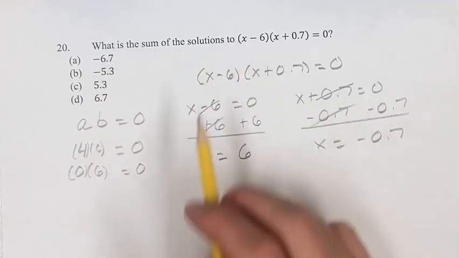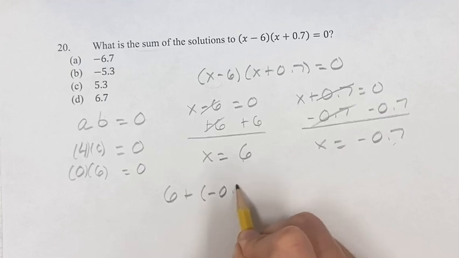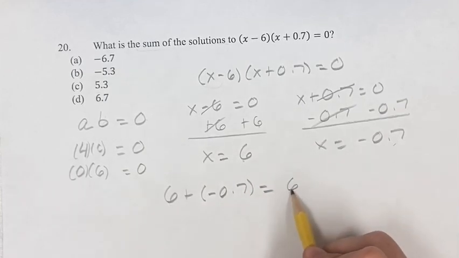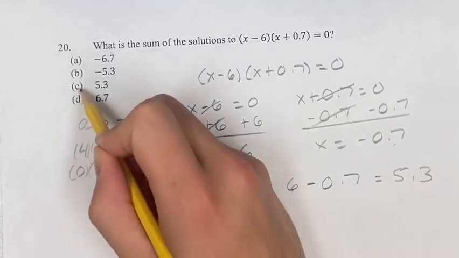So we're looking for the sum of the solutions, so we want to add these two values. So 6 plus negative 0.7 is the same as 6 minus positive 0.7, which is equal to 5.3, which is going to be your answer, C.